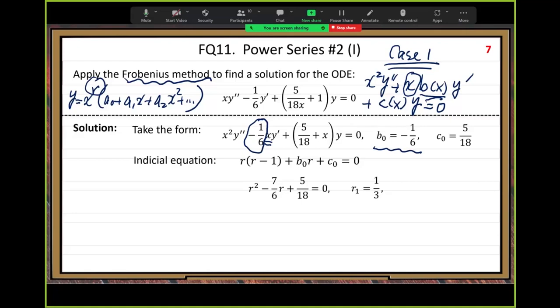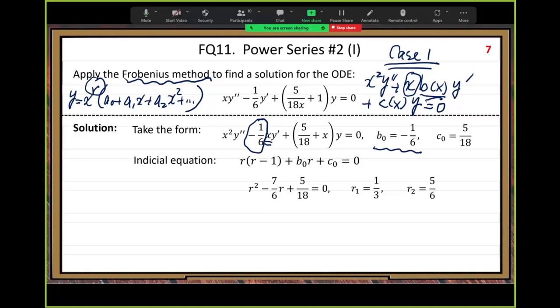You get 2 roots. The first one, R1, is 1/3. Second one, R2, is 5/6. Here, I intentionally use non-integer roots. If integer roots, then we go back to our previous power series case, right? If you have integer roots, that's nothing new. We don't need the Frobenius method.